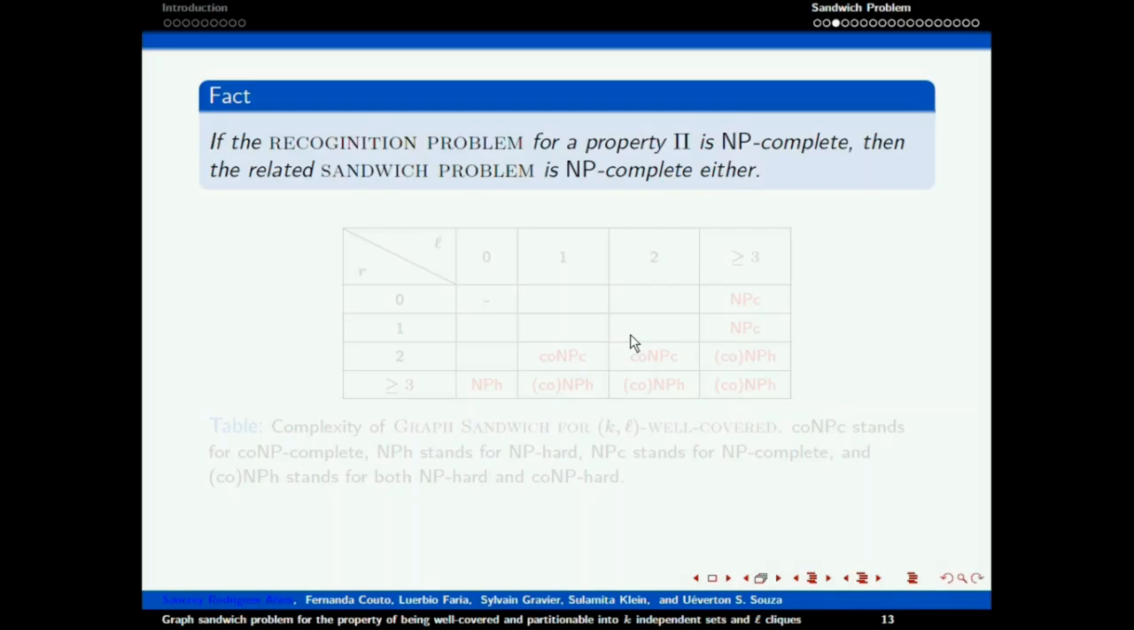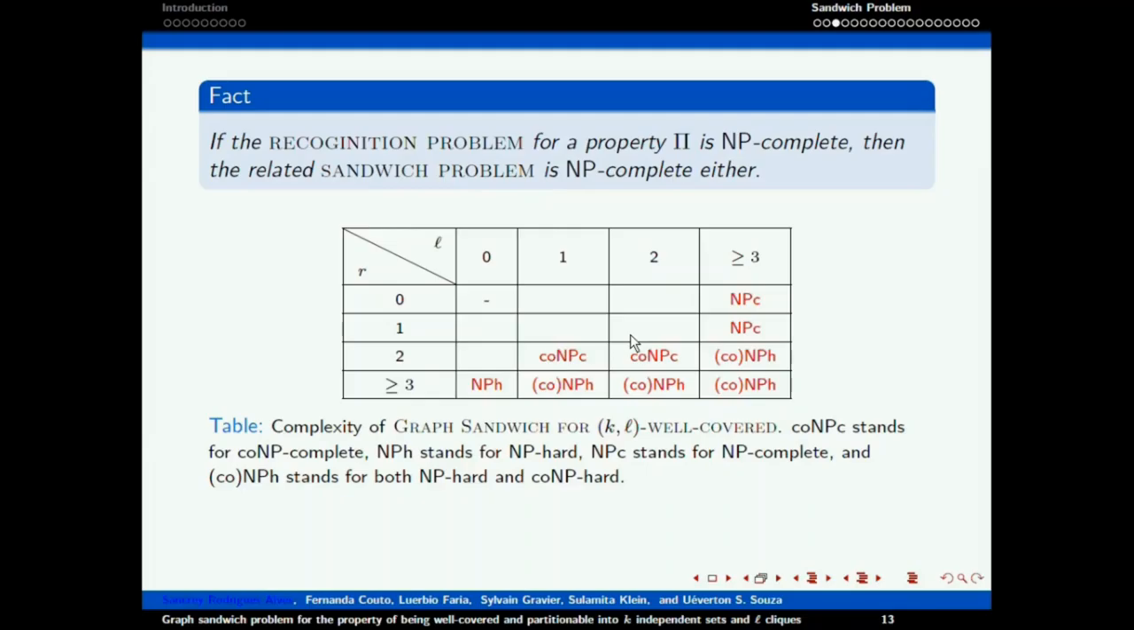If the recognition problem for a property Π is NP-complete, then the related sandwich problem is also NP-complete. Using this fact, and the fact that the recognition of some KL well-covered graph cases is difficult, we have completed all the red spaces in the table, leaving us to study only the blank spaces.